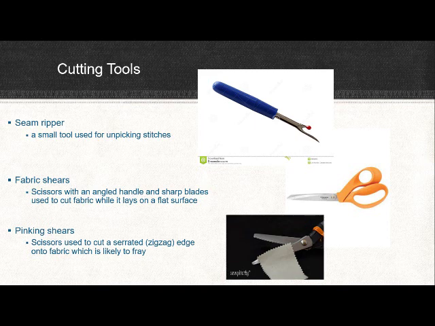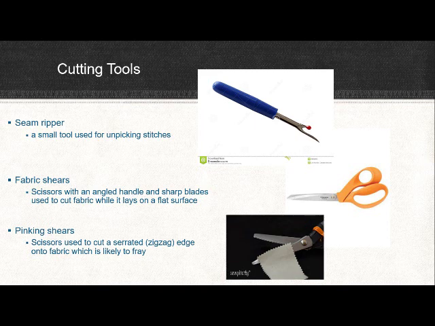There is a special kind of fabric shear called a pinking shear. This is the kind of shear that is going to cut a zigzagged line into the fabric. If you look close at the bottom picture on the PowerPoint, you'll see that it cuts a jagged edge as opposed to a straight edge.